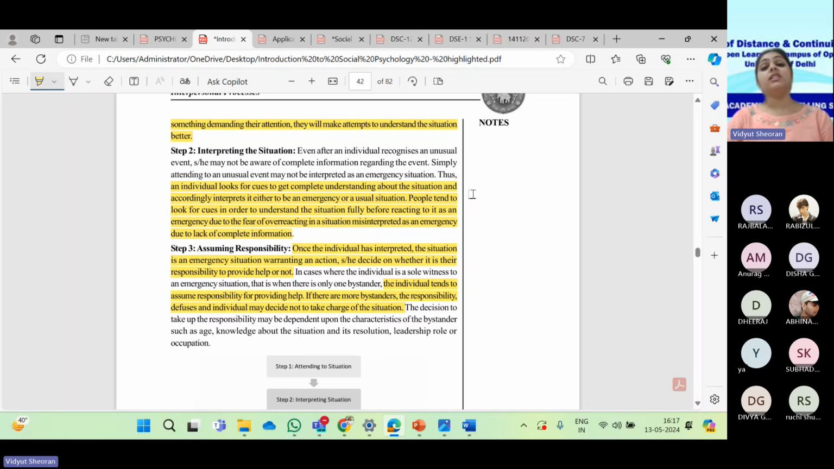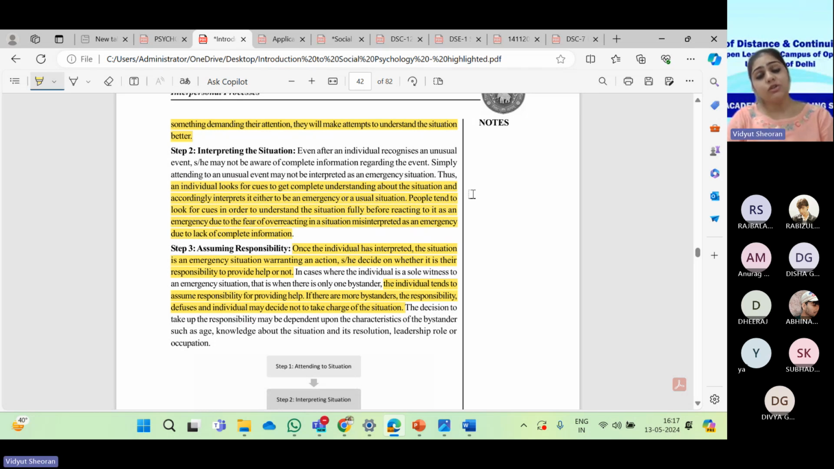Then comes interpreting. Attending is not enough. You have to even understand. Okay, on a situation I paid a little attention, but what is that situation for, where did it come from, why did it come, I need to understand this. Till I will not understand the situation, till I will not interpret the situation, how will I give my helping hand? Until I understand someone's trouble, how will I help?